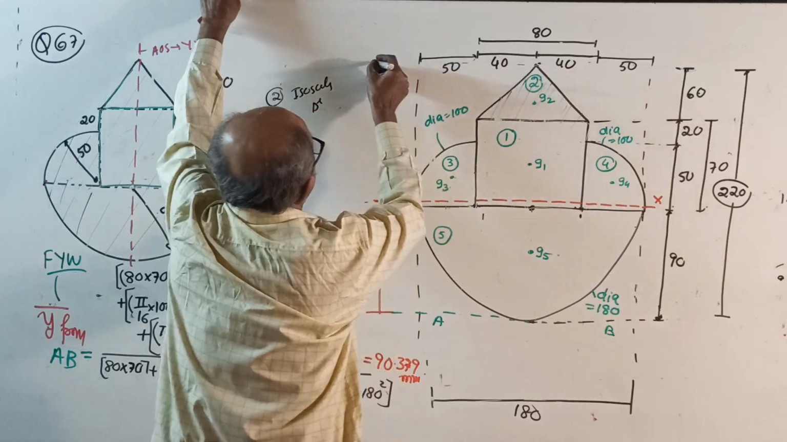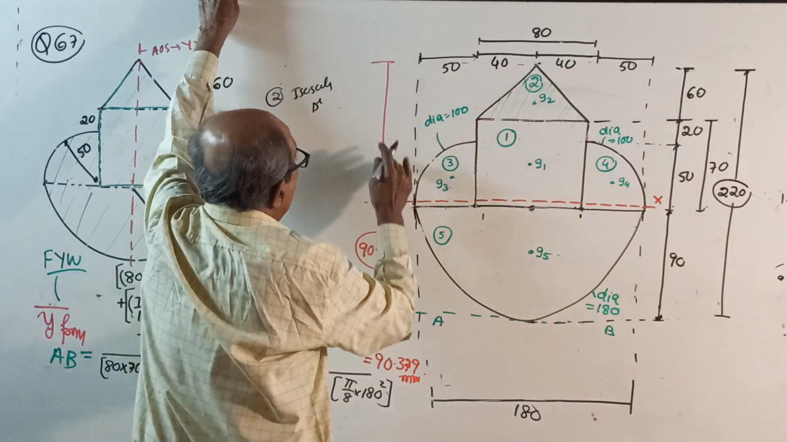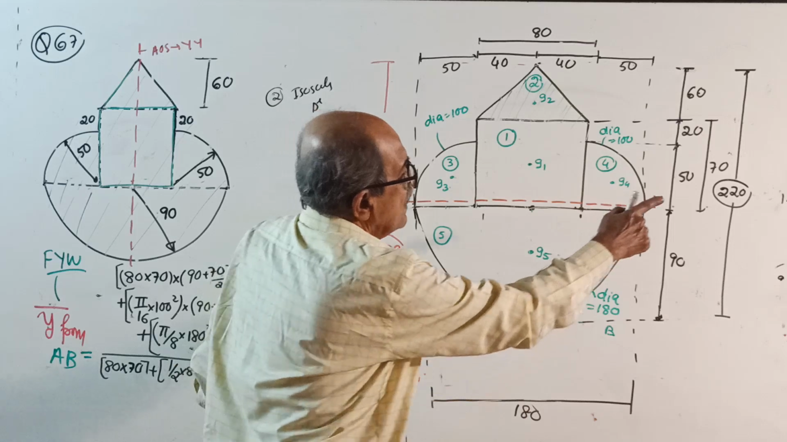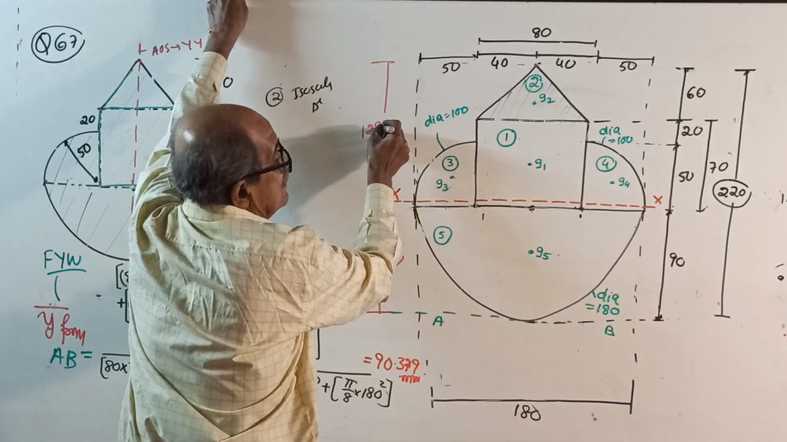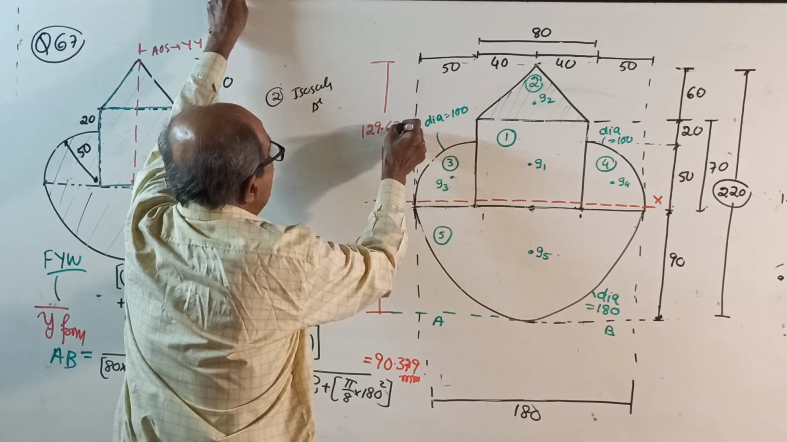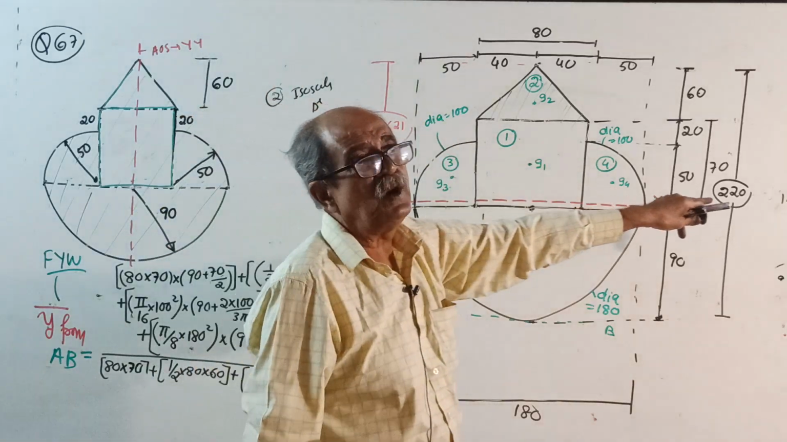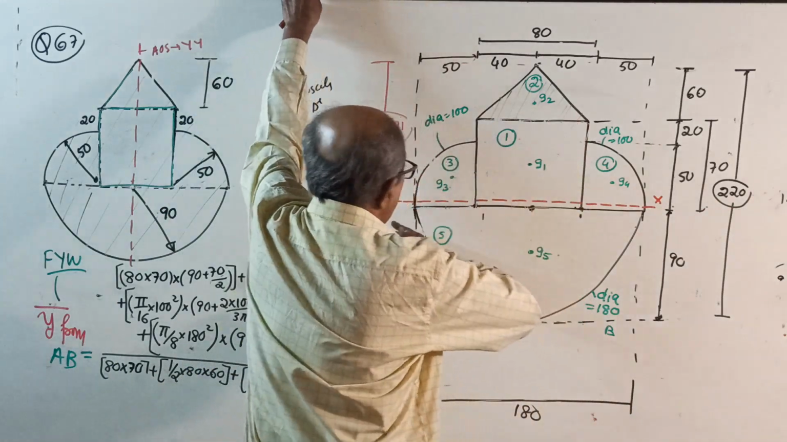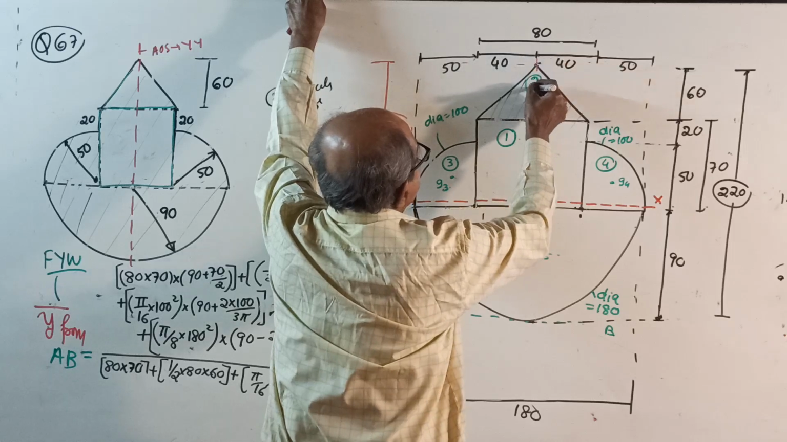See, this topmost edge. Actually, what I did is, for safer side, I once again found y bar from top, and I got the answer 129.621. Then adding these two, I once again got back 220. Therefore, perfectly correct. Now, this is XX. See, YY. See here.